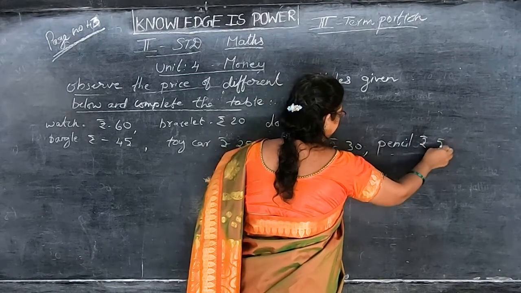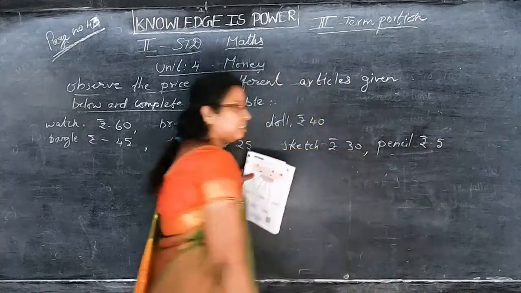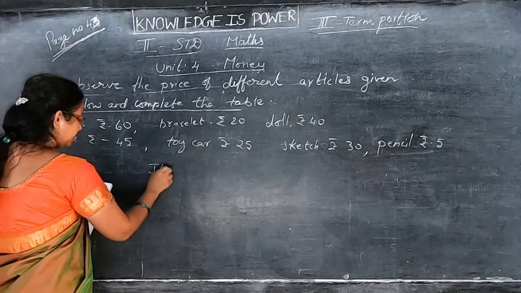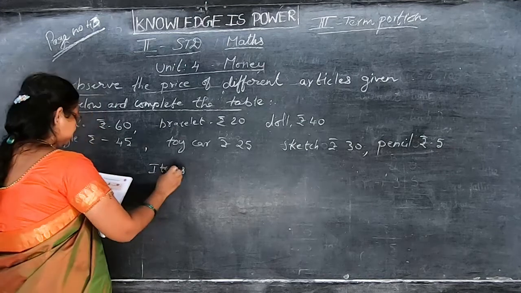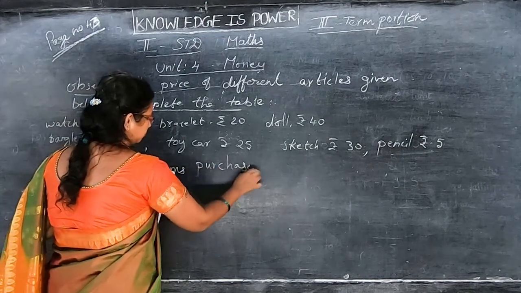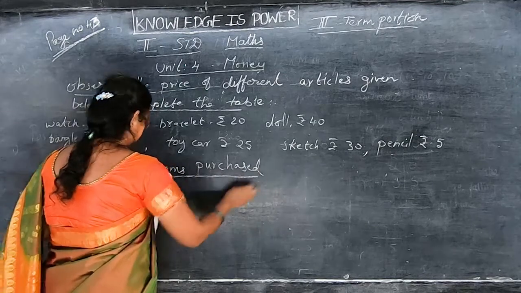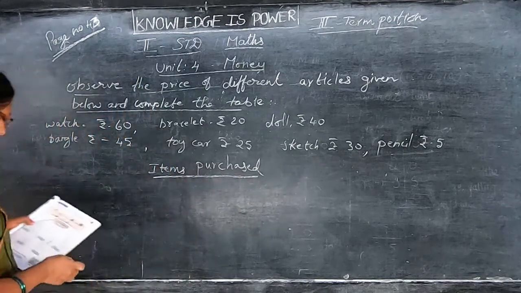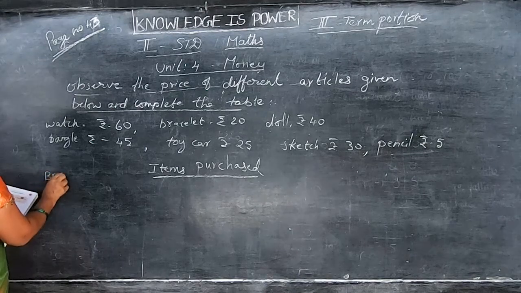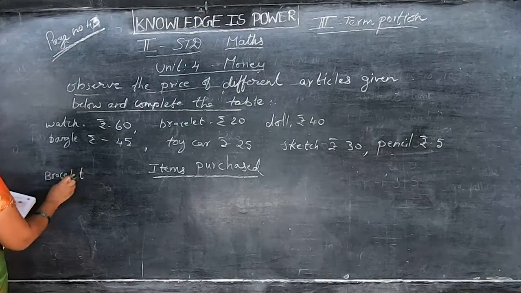Given the different articles and given the amount, we are going to buy some items. See here, they are buying. First, they are buying bracelet and bangle.